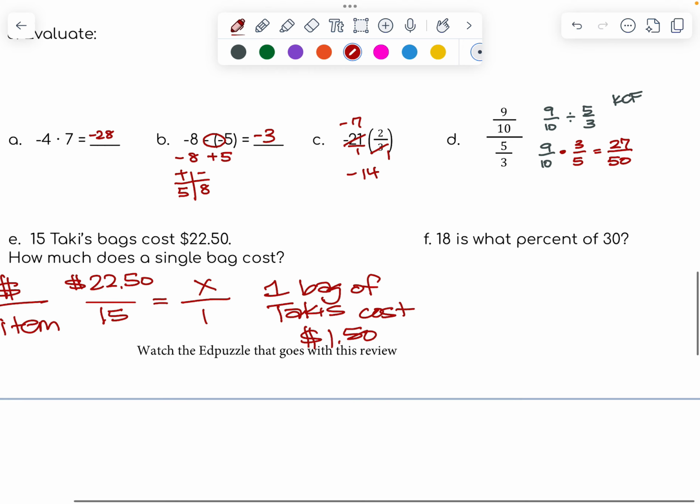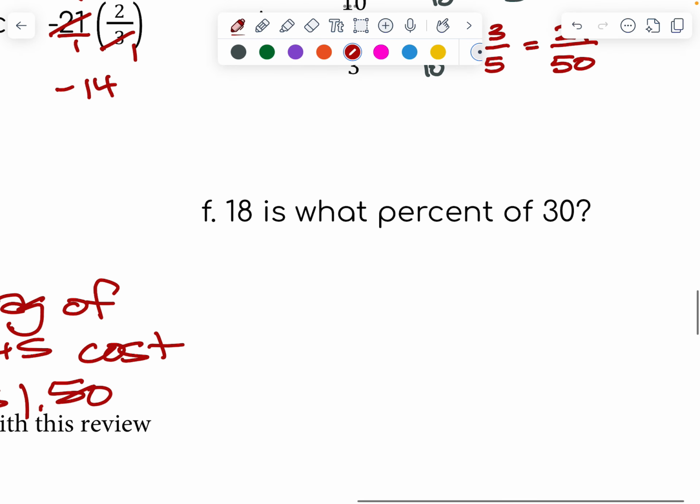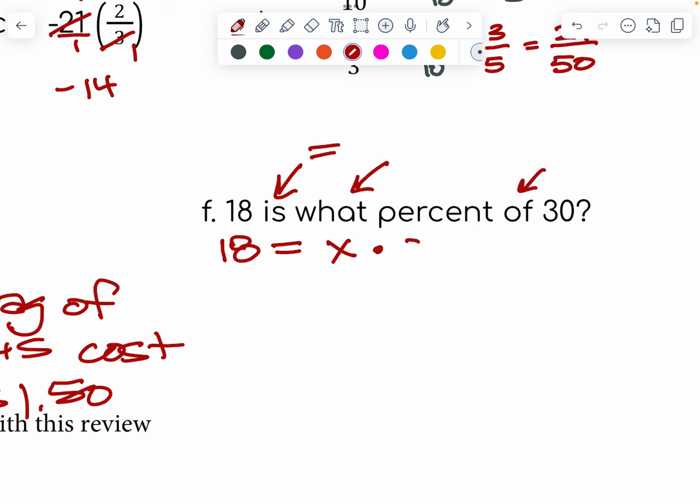All right, last one. Let's change this into an equation. 18. When you see the word is in math, it just means equal, equals. When we see the word what in math, if we don't know something, use a variable like x or n or something here. What percent of means to multiply. So multiply by 30. There. Now we have a math problem. How do you get x by itself? Divide by 30. Divide by 30.